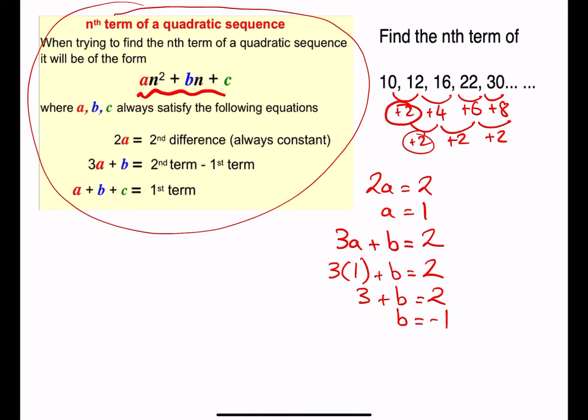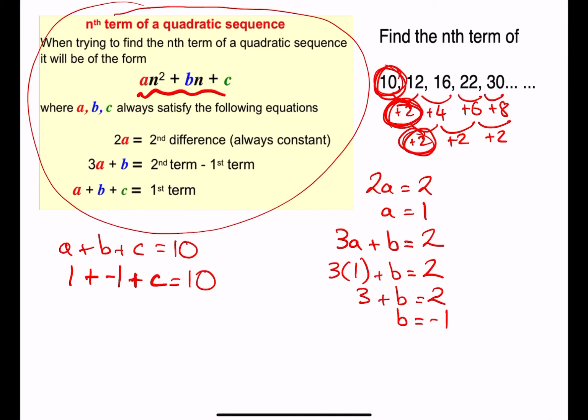It's coming together. Then finally, a plus b plus c is equal to the first term. That's that one, which is 10. Notice how each of these rules, it was first of all looking at that number, then looking at that number, then looking at that number. We're just going along that line. Okay, let's substitute in. So we know a is 1. We know that b is now minus 1. And we're trying to find out what c is. So 1 plus minus 1, well, that's 0, plus c, so c must be 10.